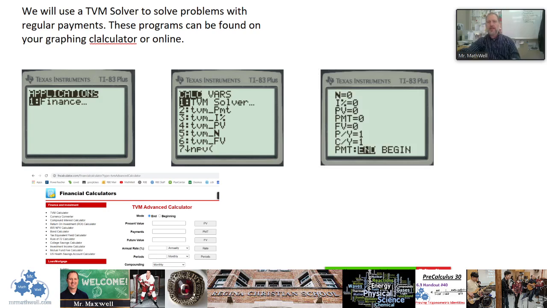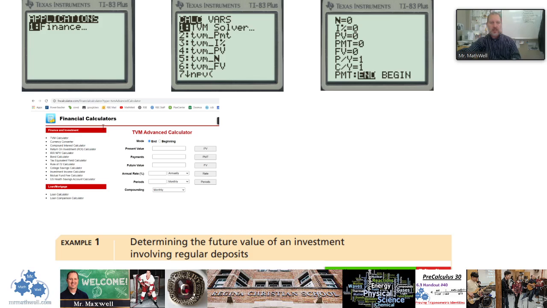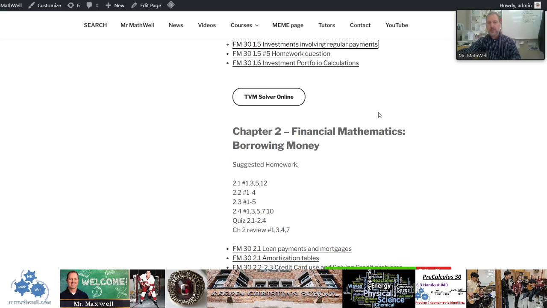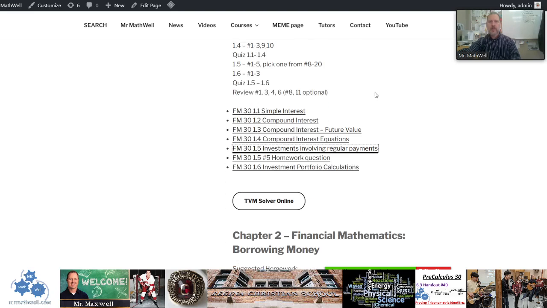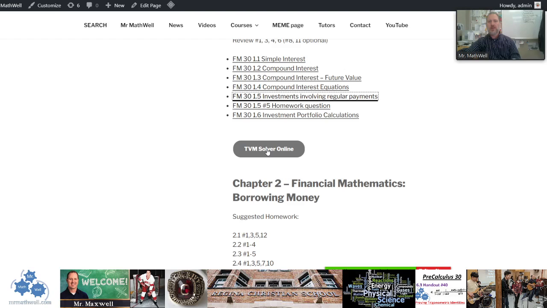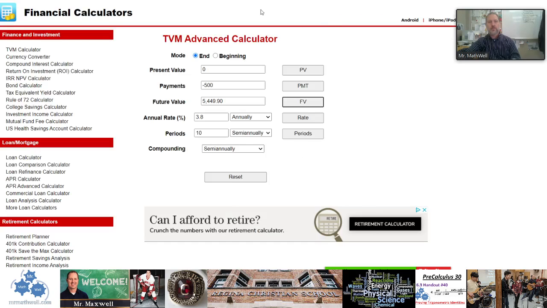If you don't have a graphing calculator, then I'm going to invite you to go to this screen right here. Here's what it looks like, a financial calculator, at fncalculator.com. And if we want to go to mrmathwell.com, well, here's a shameless plug again: TVM Solver online. That's where you go, right here. If you want to do this with us with this TVM Solver online, just click this link and it will take you to here.